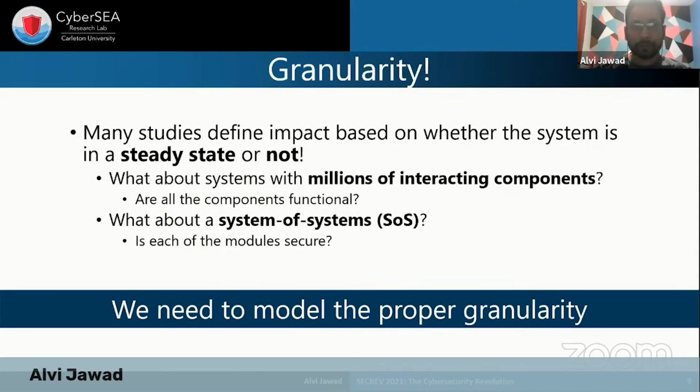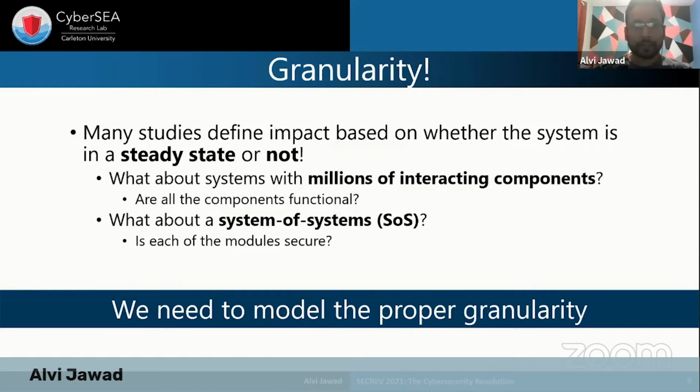Granularity was a big problem as well. A lot of the studies defined impact based on whether the system was in a steady state or not. So if the system was in a steady state, that was fine. If it's not, then there was some kind of impact on the system. So let's go and calculate those impacts. Now, what about some of the systems that have millions of interacting components? Whether your entire system is in a steady state or not does not really represent whether all of the components are functional or not. We need to worry about each of those components and what each of them are doing.